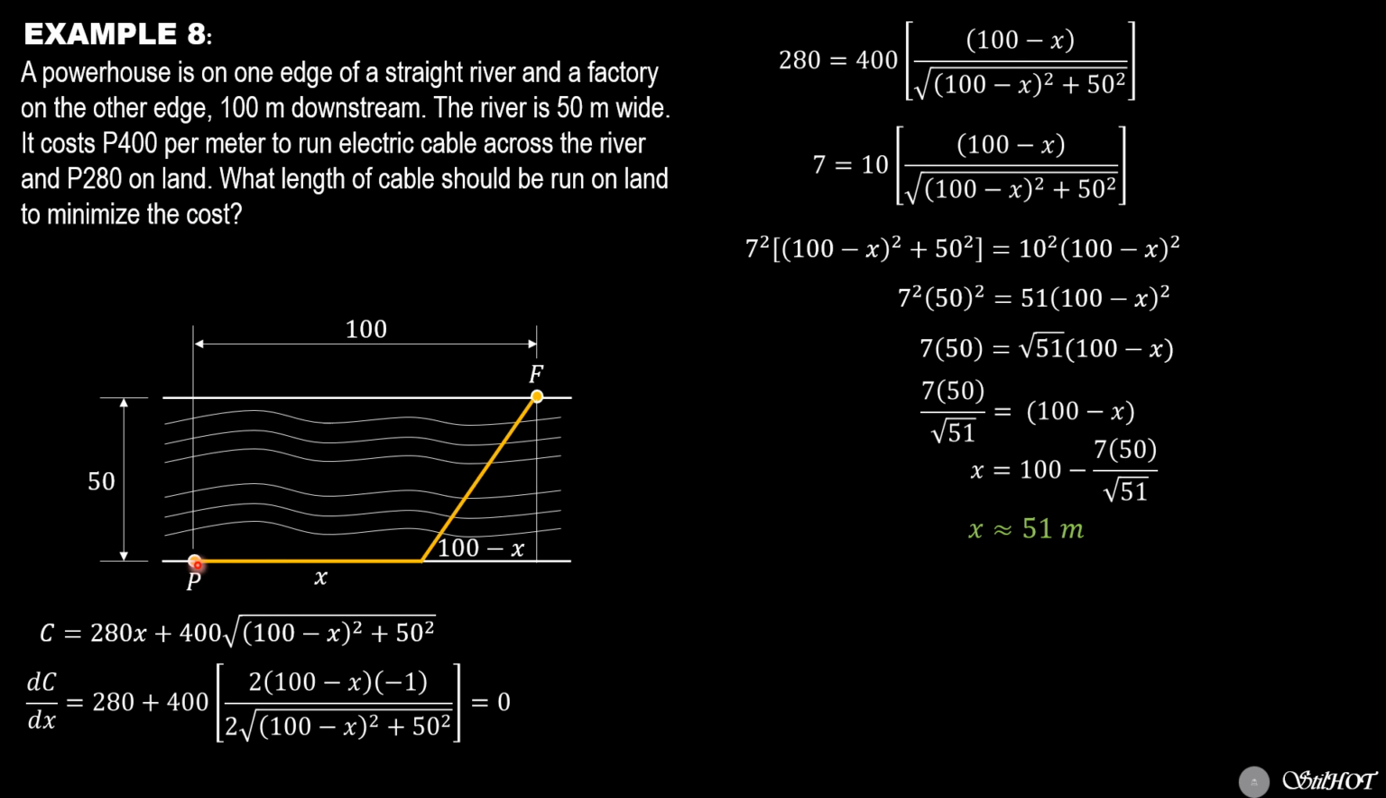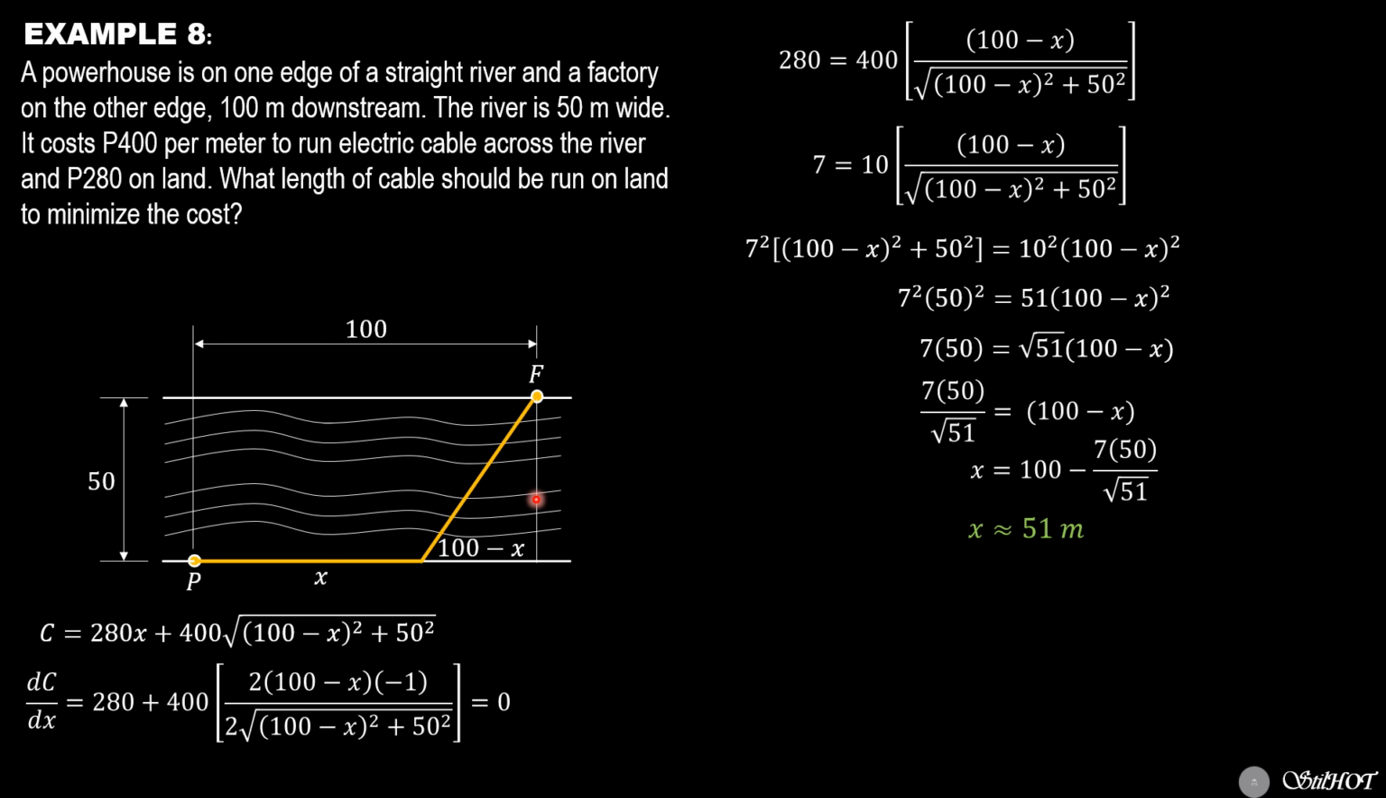So let us say this is the situation. We have here the length of cable when run on land. Call that X. We are looking for X. Then before it changes direction to the factory, which crosses the river. And therefore, this is 100 minus X because that's 100 meters. This is 50 meters. This is also 50 meters.